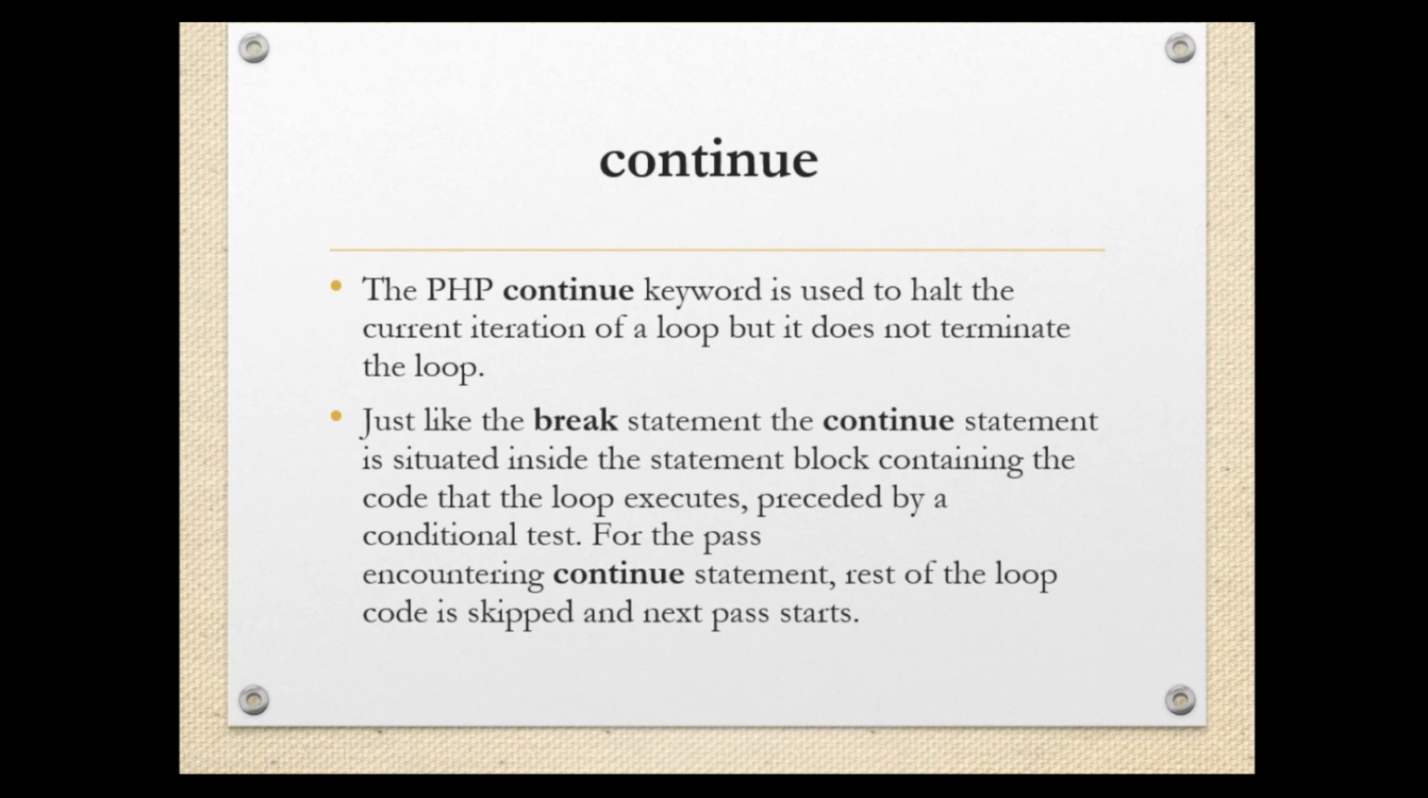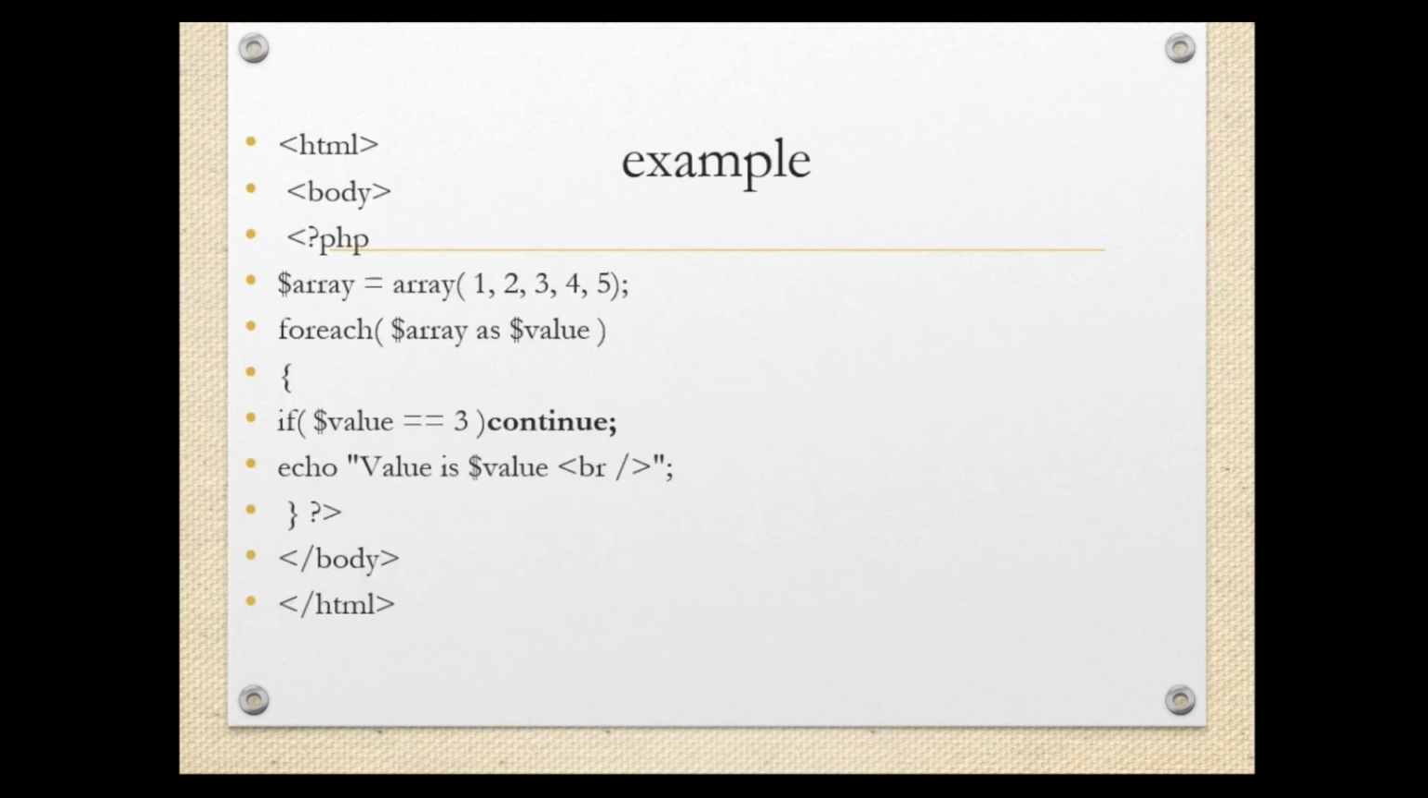Next one we have, that is continue. The PHP continue keyword is used to halt the current iteration of a loop, but it does not terminate the loop. Okay, so what is continue? The continue keyword is used to halt the current iteration of a loop, but it does not terminate the loop. Just like the break statement, the continue statement is situated inside the containing block that the loop executes, preceded by a conditional test. For the pass encountering the continue statement, the rest of the loop code is skipped and the next pass starts.